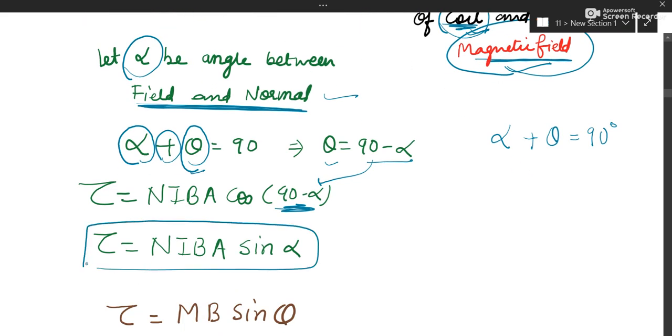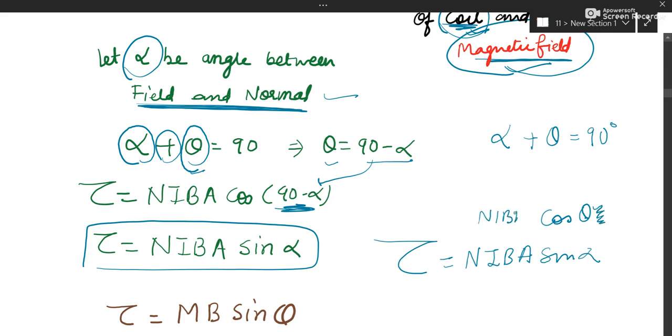So this is also one formula of torque, very much used, very popular as well. So in terms of cos, if cos is coming, then this is the angle between coil and field, which is common sense. And if we are using the angle between field and normal, then it is alpha. If it is sine, then it is the angle between field and normal. If it is cos, then it is the angle between coil and field.